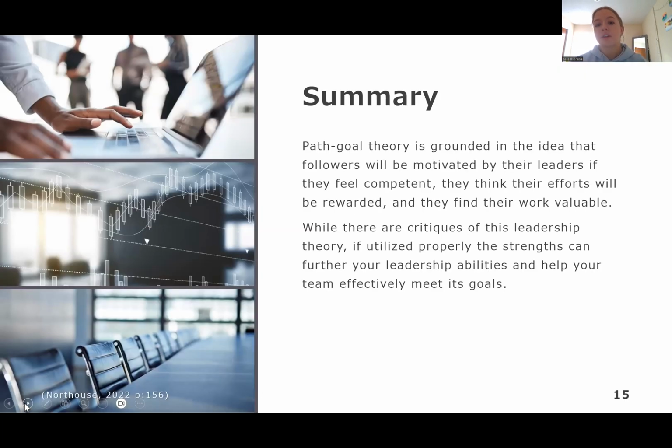All right, so in summary, path goal theory is grounded in the idea that followers will be motivated by their leaders if they feel competent, they think their efforts will be rewarded, and they find value in the work that they're doing. And while there are critiques of this leadership theory, if utilized properly, the strengths can further your leadership abilities and help your team effectively meet its goals.